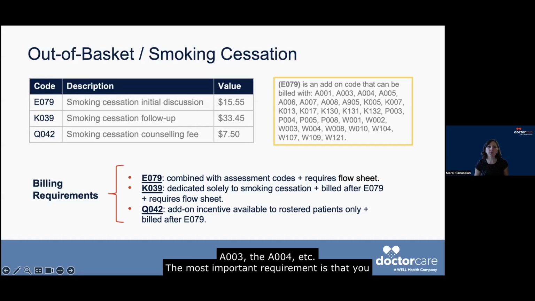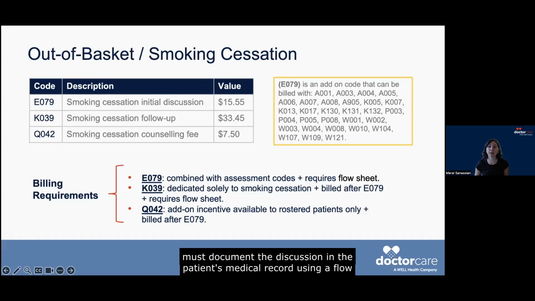The most important requirement is that you must document the discussion in the patient's medical record using a flow sheet that aligns with best practices. The E079 can only be billed once per patient, regardless of their enrollment status, per 12 months.